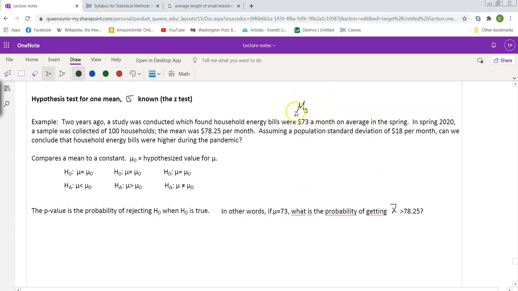This is what we want to check against. And this mean here is based on 100 households. So this is going to be our sample size, and this is our sample mean, and this is the population standard deviation. But what we want to know, and this is going to be our alternative hypothesis, is did household energy bills increase during the pandemic?